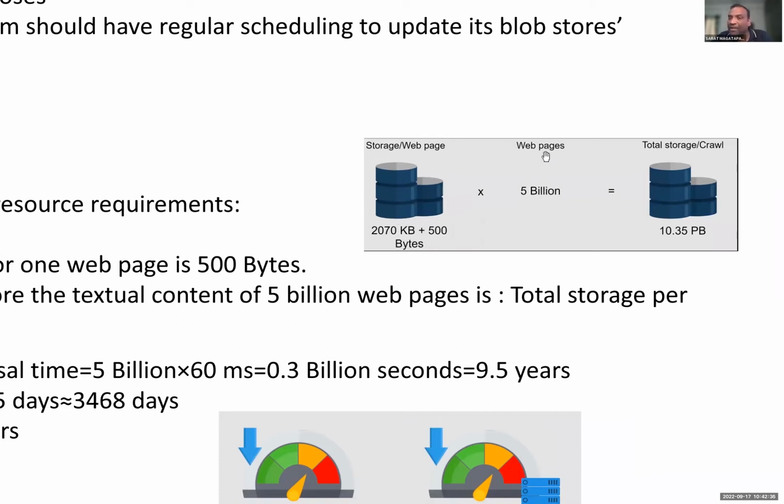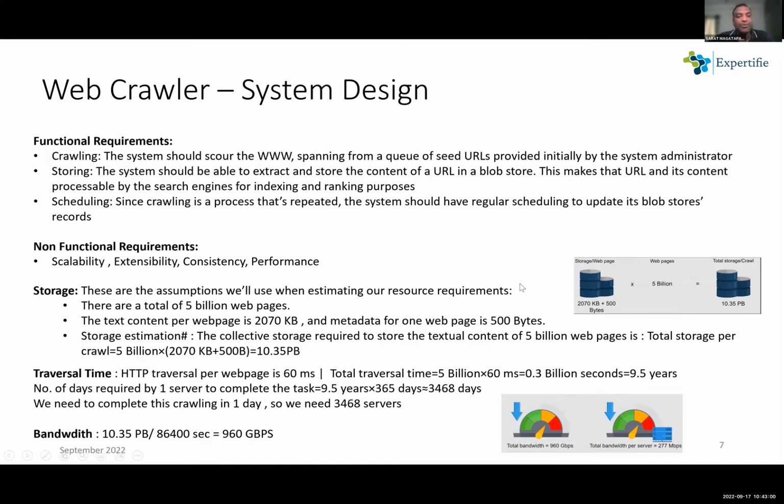But how many web pages do we have in the world? Around 5 billion. So 2500 bytes into 5 billion is the total storage, which is around 10 petabytes of memory required in order to store all the information in my database. That's a huge storage, but we need to plan and design for that. So now we have identified our storage capacity.